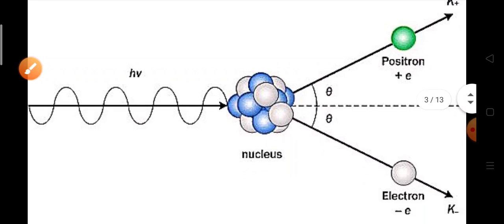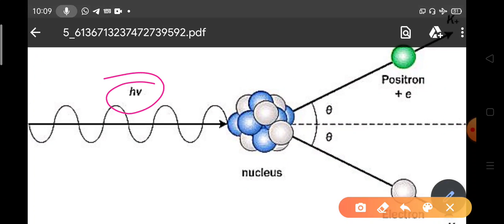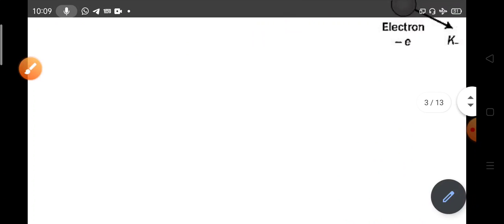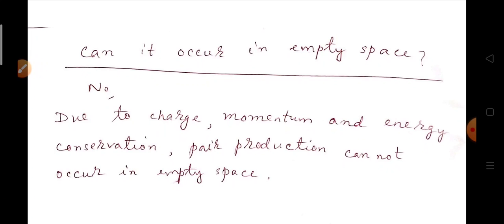Now, this is the schematic diagram of the pair production process. Look here, the incident photon, of energy h nu, is interacting with a nucleus and generating a pair of two particles, one is a positron and another one is an electron. We should ask some questions and try to find out the answers.